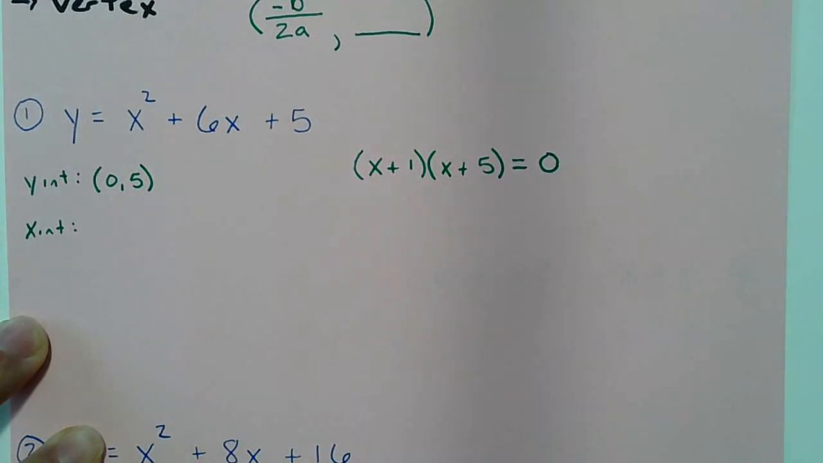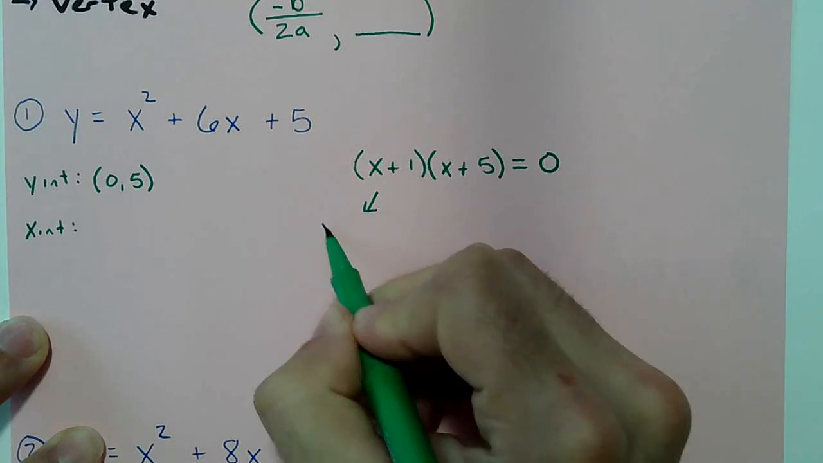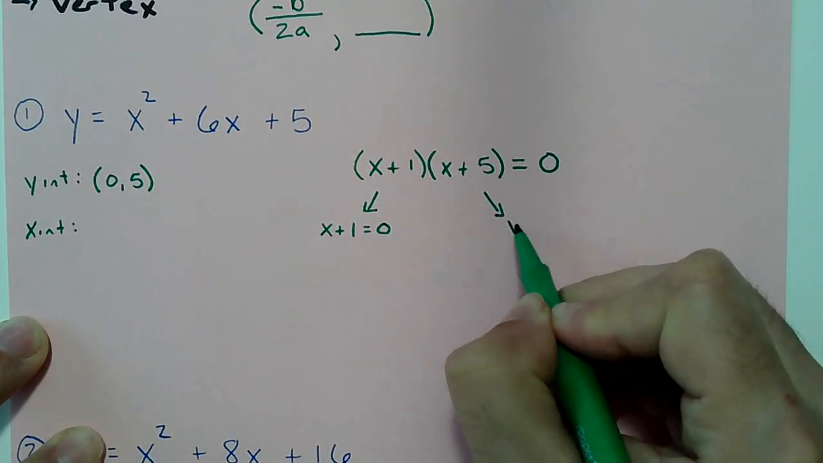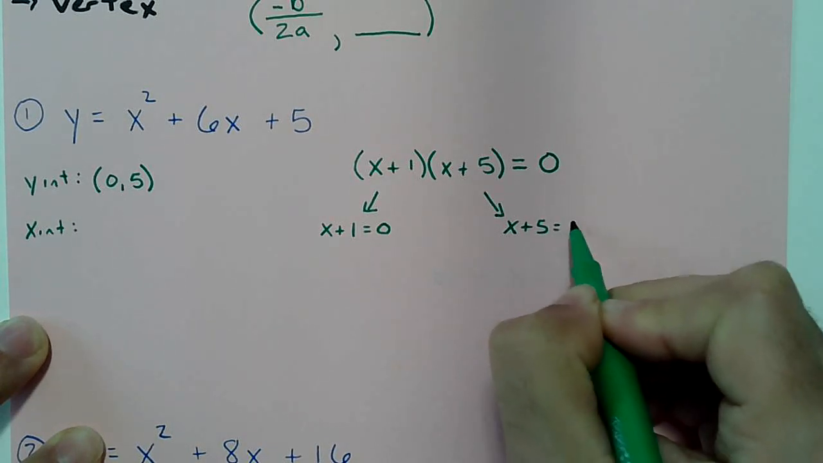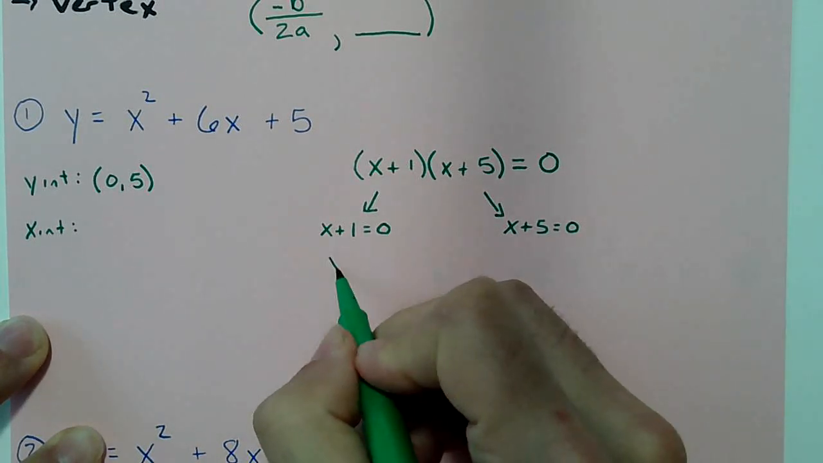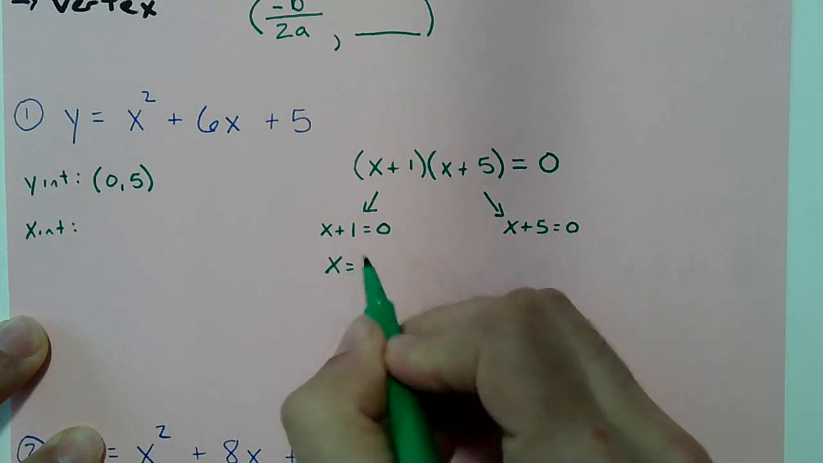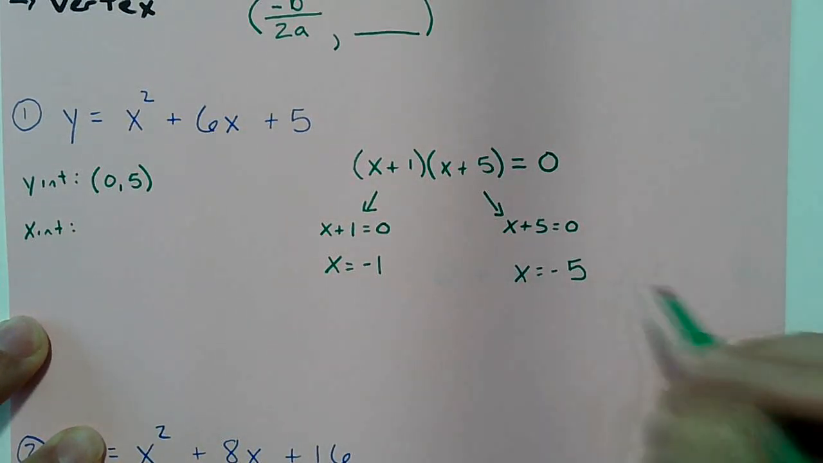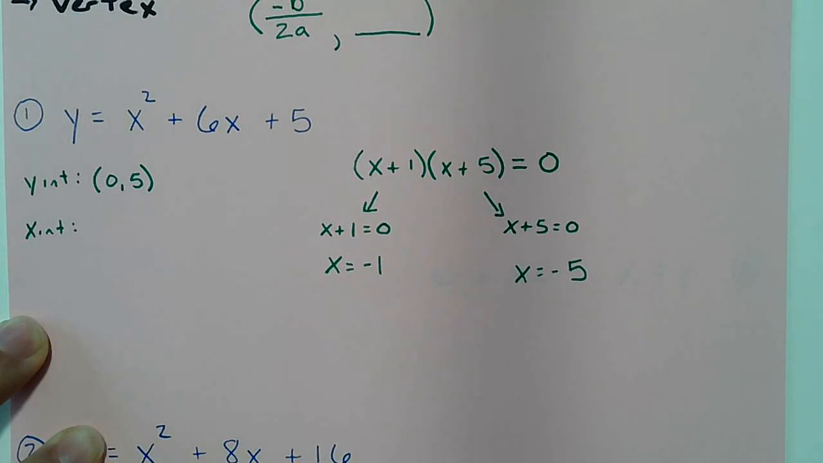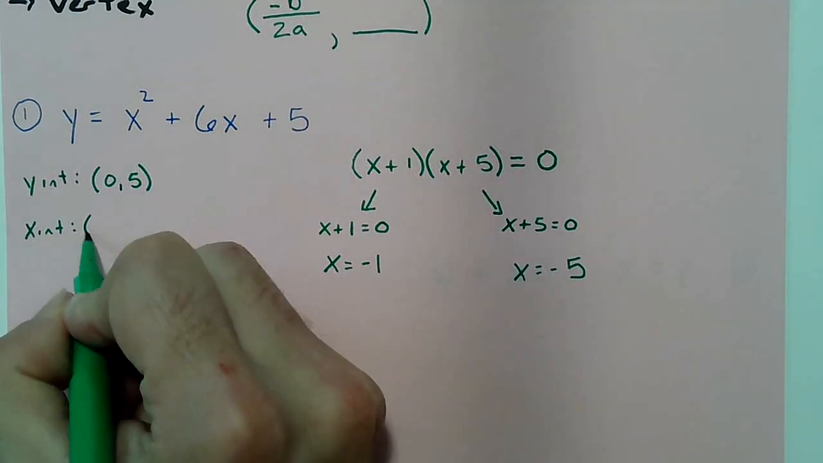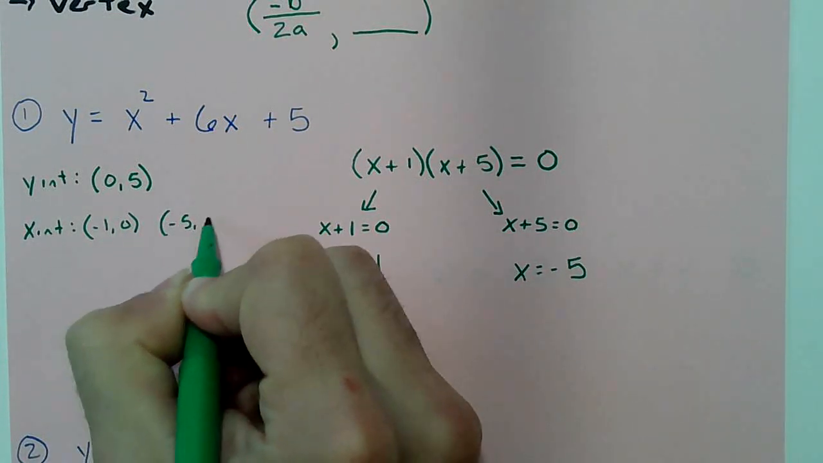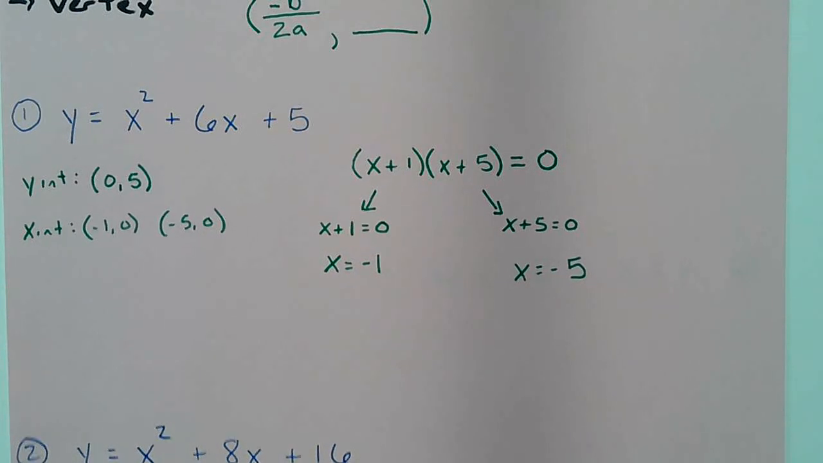1 and 5. So I would get x plus 1, x plus 5 equals 0. So that's the zero product property. So that's when we split these off and said x plus 1 equals 0, x plus 5 equals 0. So our x-intercepts would be x equals -1 and x equals -5. So those are our two x-intercepts. So we can put those here. We have -1, 0, -5, 0. Those are x-intercepts.